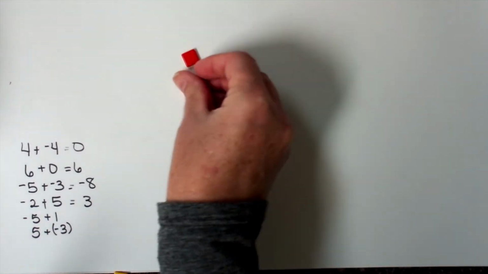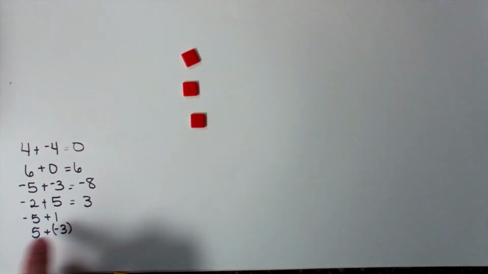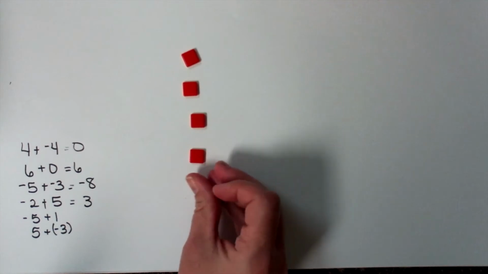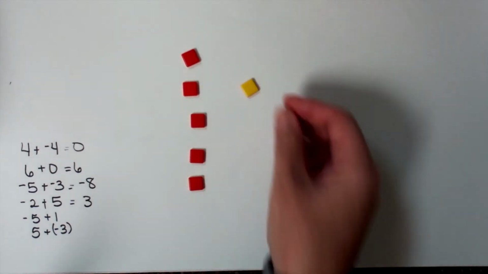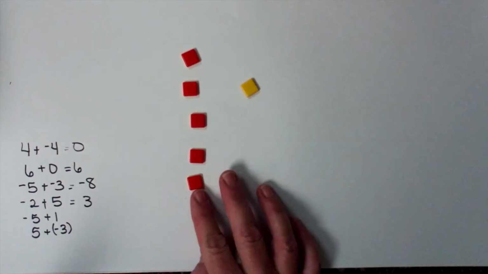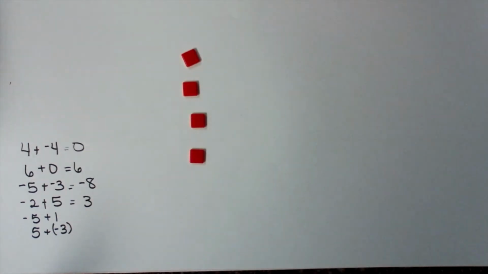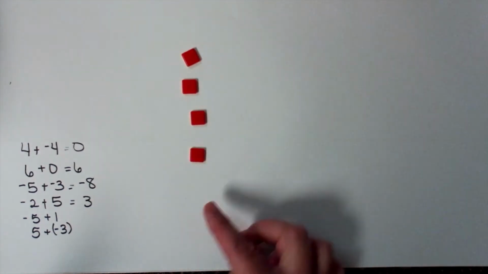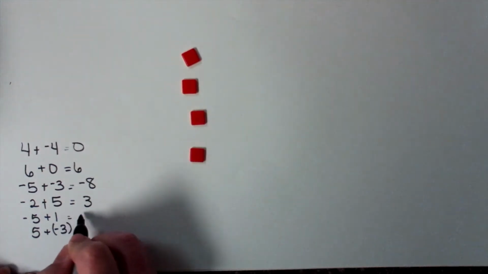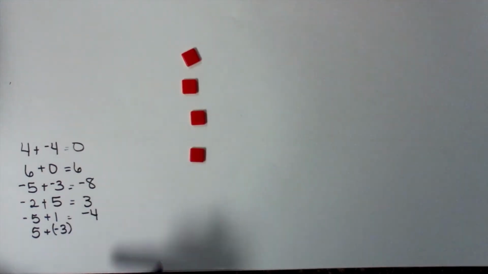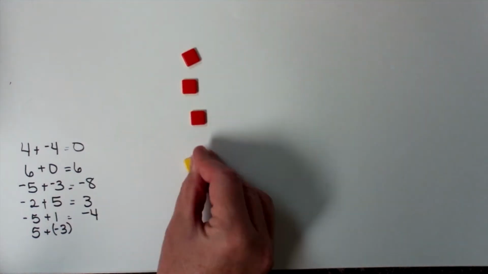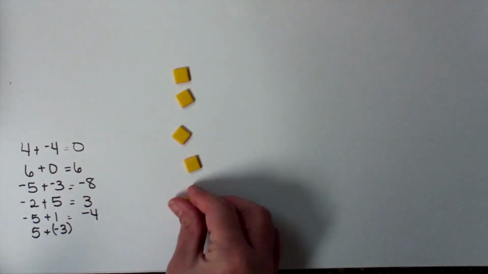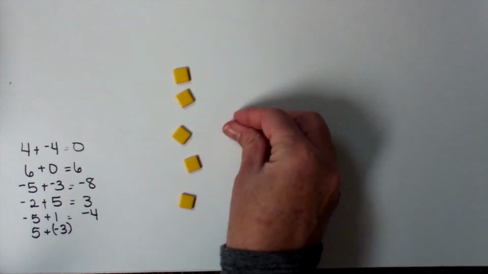Next one, negative 5 plus 1. So negative 5 plus 1. Can I zero pair out? Absolutely. And at this point, it's 1, 2, 3, 4. They're negative because they're red, so it's negative 4. Next one, positive 5 plus negative 3.